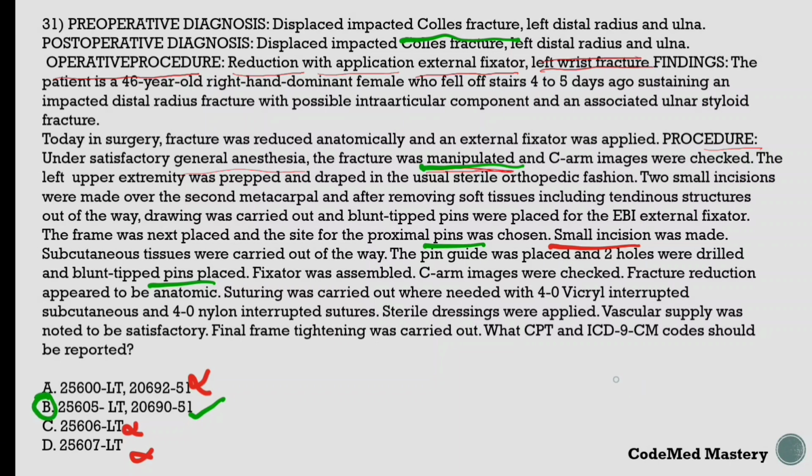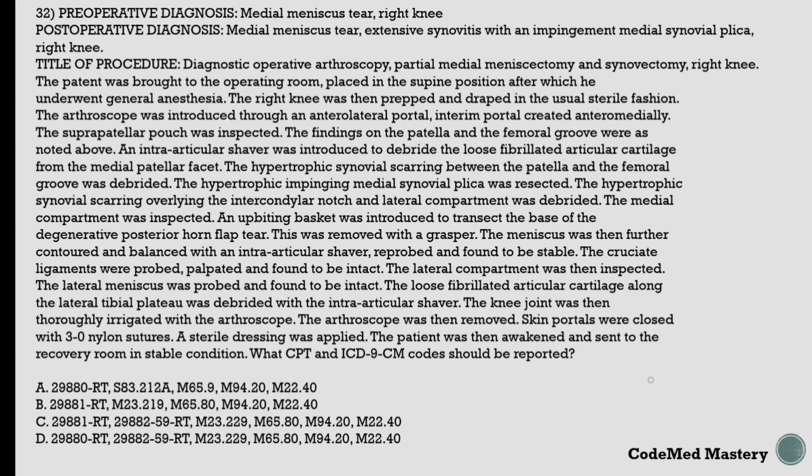Let us move on to the next case study question. Let us check what they have done in the procedure. Diagnostic operative arthroscopy, partial medial meniscectomy and synovectomy, right knee. Now let us start looking at the options. In options, you can see many codes, right? So first, let us start by looking at the first code of each option. Let us look at option A, 29880. 29880 is for arthroscopy, knee with meniscectomy, medial and lateral. Okay, but in our question, they have mentioned only medial.